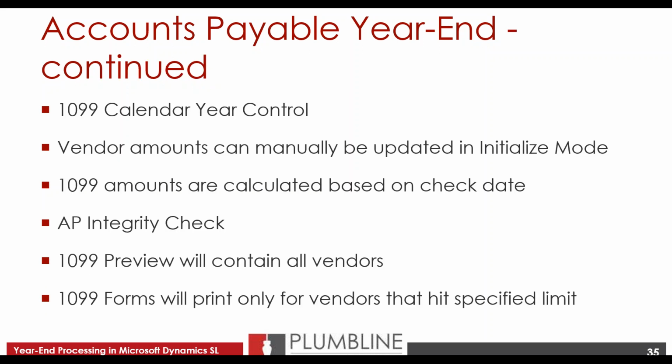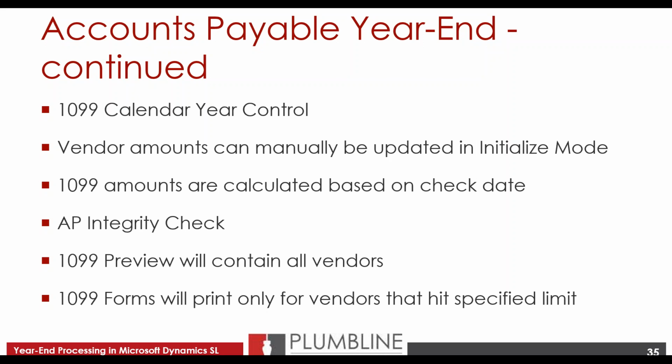As far as the 1099 processing, the 1099 calendar year control screen is what's used to maintain the two open 1099 years that SL allows you to have at any given time. The 1099 amounts can be manually updated using initialize mode. That's done in the AP vendor maintenance screen on the 1099 info tab. So if you happen to find that any 1099 amounts are incorrect, you would want to go into initialize mode in the vendor maintenance screen. It does require that your user has access rights to initialize mode in the particular screen, vendor maintenance. So keep that in mind.